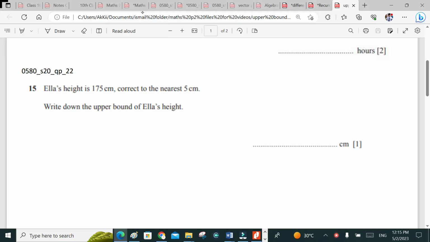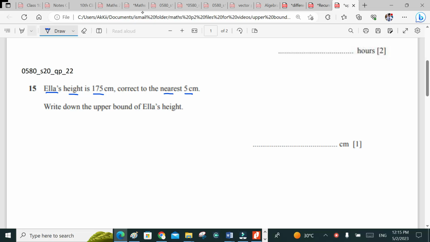Hi everyone. Now this video is related to the upper bound and the lower bound. First of all, you must see that in this question Ella's height is given as 175 centimeters, and this is correct to the nearest 5 centimeters.